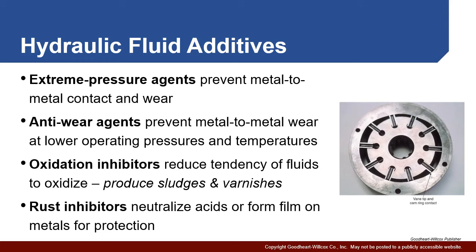Keep in mind, we also want to prevent rust on the actual components. So we use rust inhibitors. These form a film on the metal, but also neutralize acids that would catalyze the oxidation process and the growth of rust on our various components.